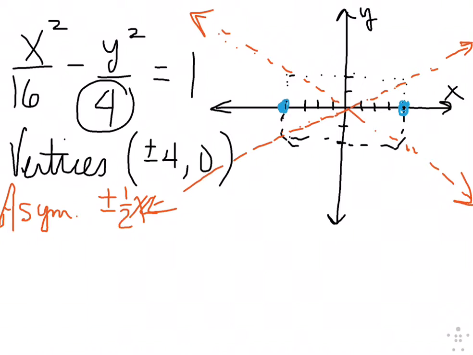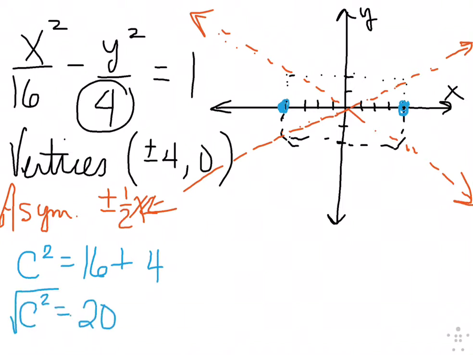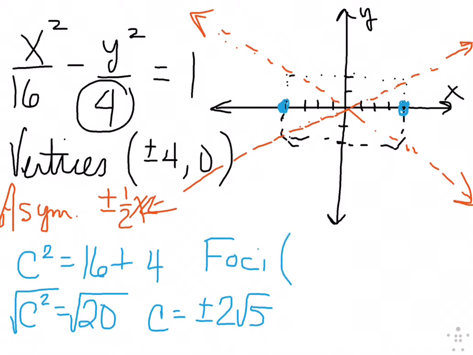For the foci, the equation I gave you was c squared equals a squared plus b squared. What's a squared? 16. What's b squared? 4. What's 16 plus 4? 20. And the square root of 20 is plus or minus 2 root 5. Right? So for the foci itself, it's plus or minus 2 root 5, 0. Again, they're going to be in the same spots that your vertices were.